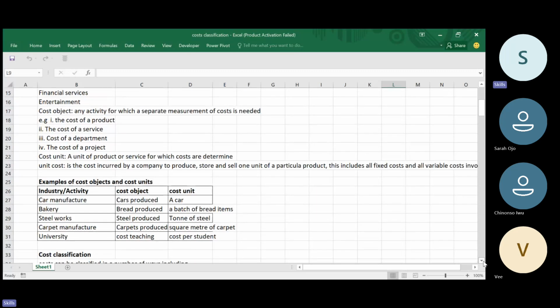So now we also have cost unit. Cost unit. We say a unit of a product or service for which costs are determined.